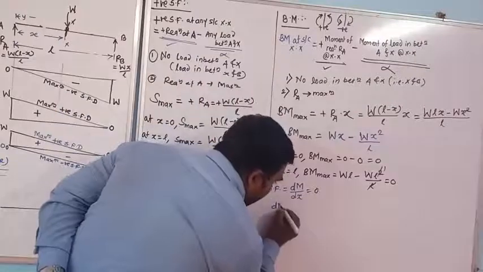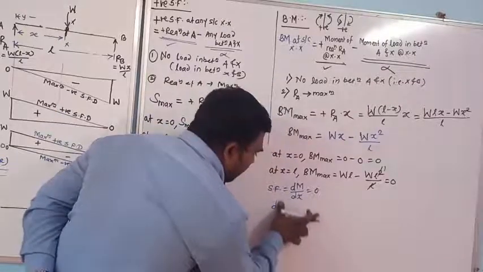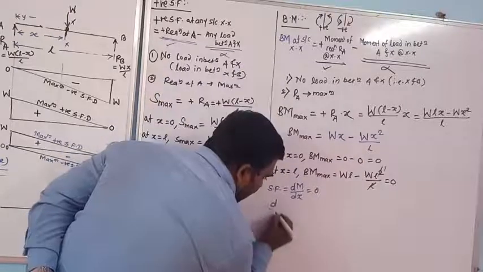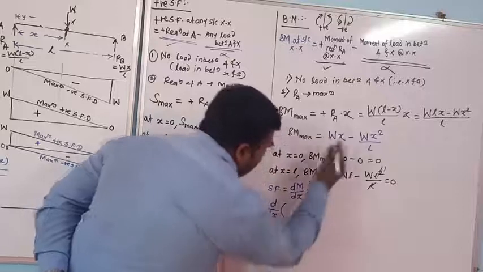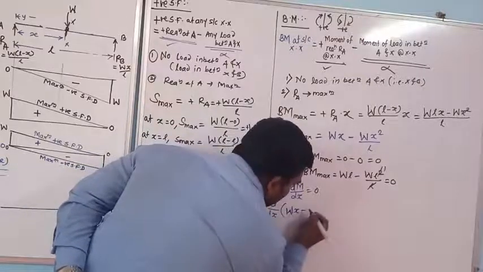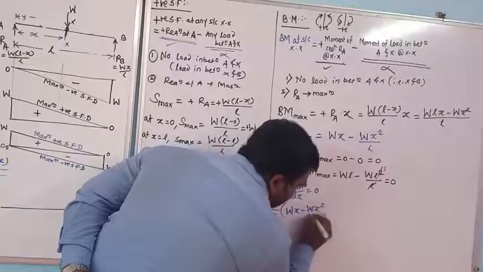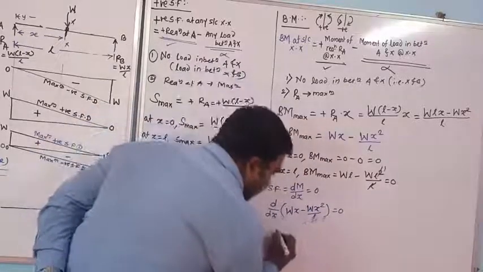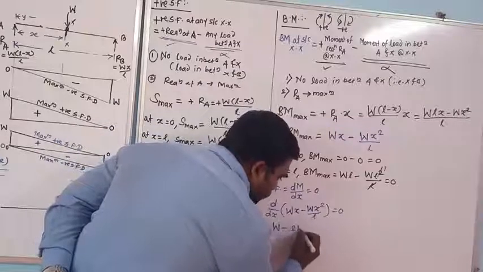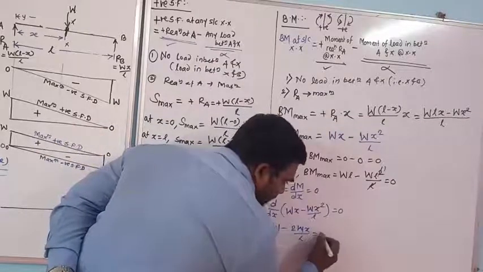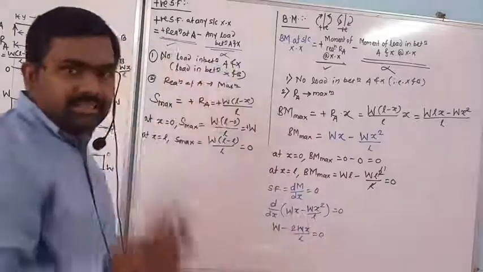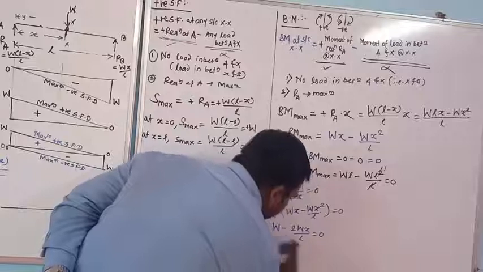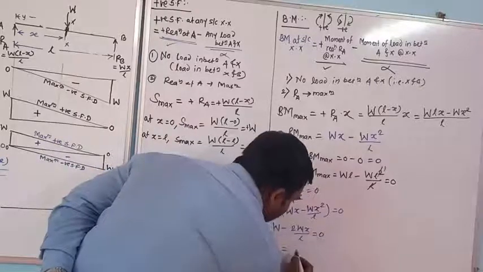To get this maximum bending moment, here I will write down this bending moment equation. So d by dx of (WX minus WX square by L) is equal to 0. So now I will differentiate this with respect to x. So I will get W minus 2WX by L is equal to 0. I need to find out the x where it is maximum. So I will find this x. Transfer this WX to this side.